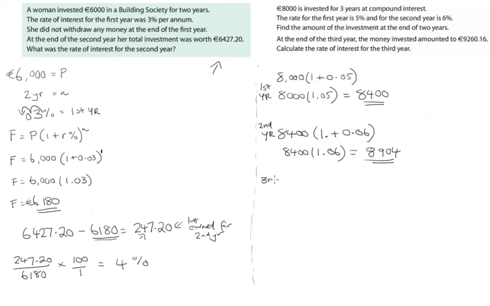So in the third year, the principal will be 8,904. Now, we don't know the interest rate for the third year. That's what the question is asking us to find out. But they do tell us that the final amount is 9,260.16. So, just like the sum on the left, we write down 9,260.16 minus 8,904. What will that give us?